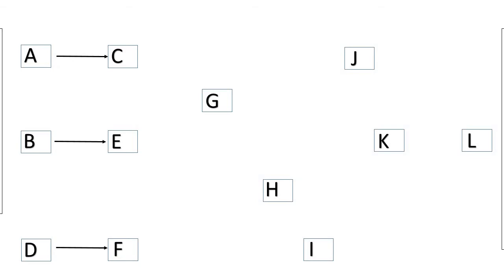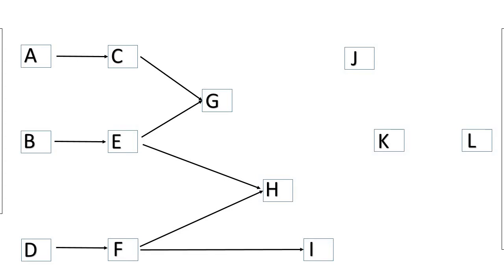Now, G could only start when both activities C and E are completed, so that would mean we need to have arrows coming from C and E going to G. In order for H to start, activities E and F must be finished, so this would be the same thing as activity G, whereby you have arrows going from activities E and F to H. Activity I could start when F is finished.